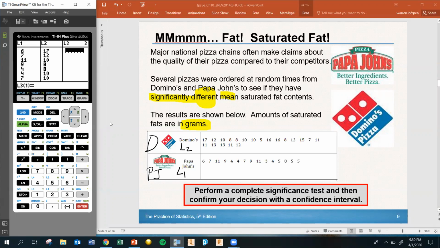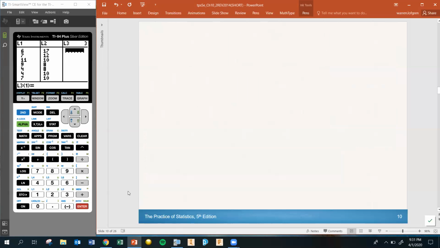Okay, now if you have that typed in, you know that what we're going to be looking for is we need the statistics about Domino's fat amounts and Papa John's fat amounts. So we're going to eventually go over here to Stat Calc and get the means and standard deviations for our two groups. But ultimately it says perform a complete significance test and then confirm your decision with a confidence interval. So we're going to work through here first the significance test.